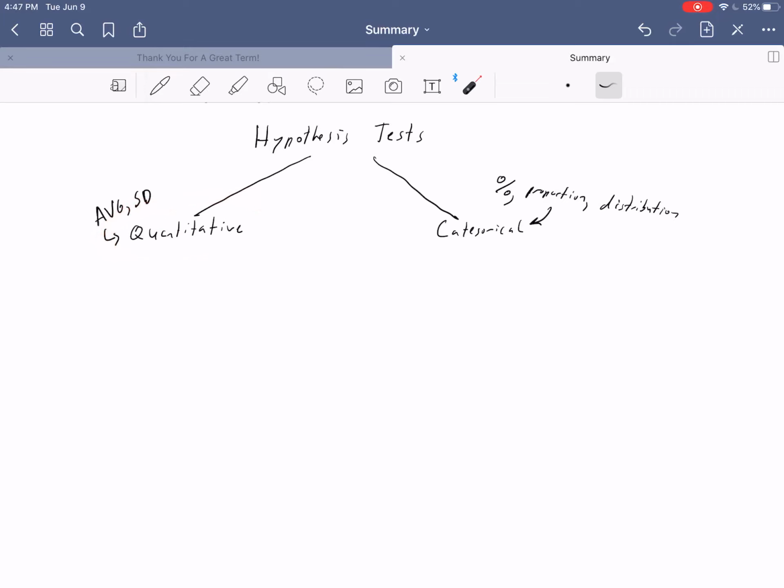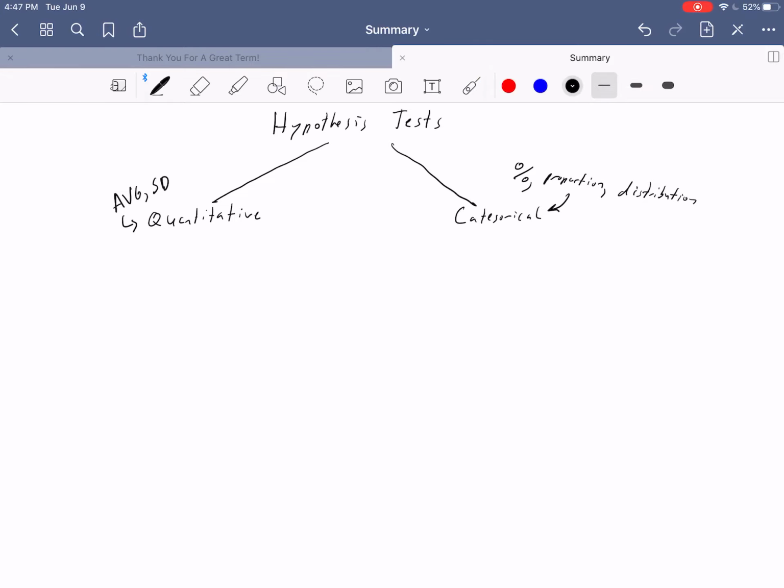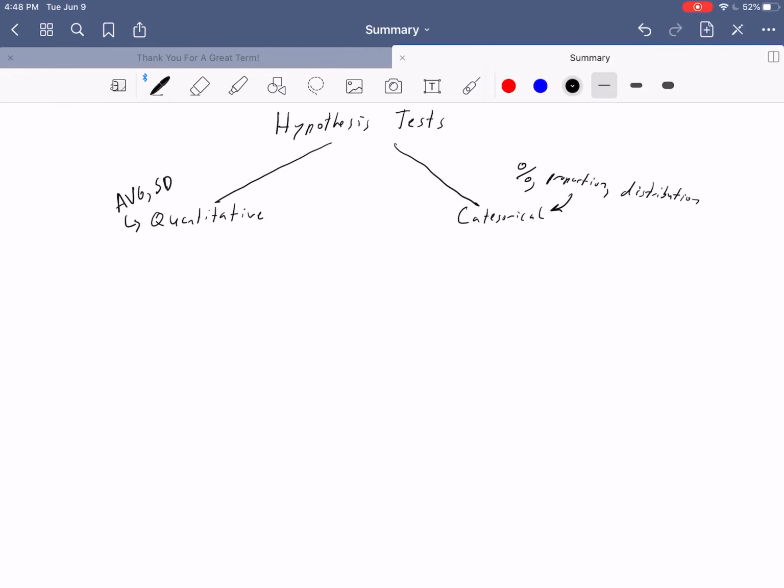So let's talk a little bit about the types of hypothesis tests that we have for quantitative information. For quantitative information, we learned 4 different hypothesis tests. So we'll give ourselves 4 different pieces here, and let's talk about what each of those were. The very first type of hypothesis test, the first one we ever learned in our course, was a one sample mean hypothesis test.